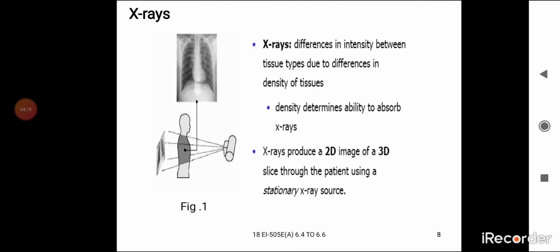X-rays show a difference in intensity between tissue types due to the difference in density of tissues. Density determines the ability to absorb X-rays. X-rays produce a 2D image of a 3D slice through the patient using a stationary X-ray source.